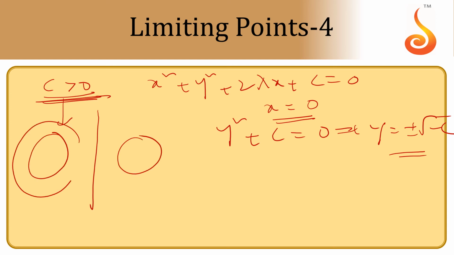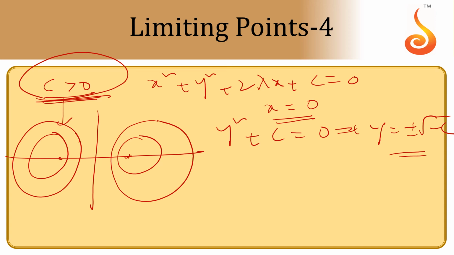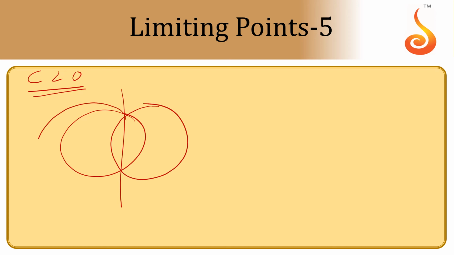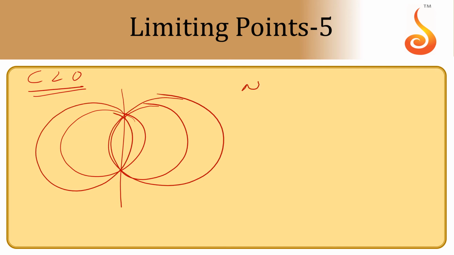Circles will be like this. The coaxial system will be non-intersecting. Then there will be two limiting points. So when c is greater than 0, two limiting points. So when limiting points are there, that system will become non-intersecting. Suppose if c less than 0, then point of intersections with the radical axis exists, whereas limiting points do not exist. Means circles meet the radical axis in 2 points. Then no limiting points.